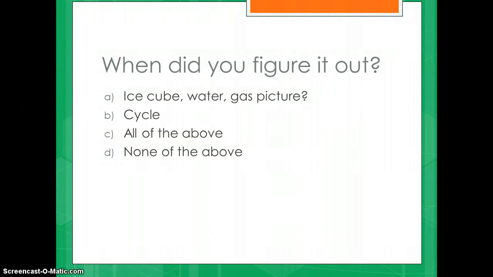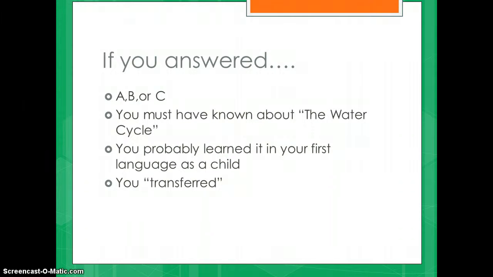We'll be talking a little bit about what all people do when they learn a second language, and how often we forget about the skill of using what we already know, which is, in our case, the water cycle, and learning the new language.